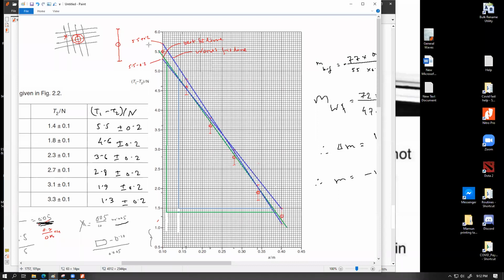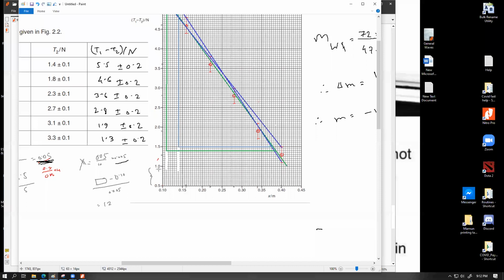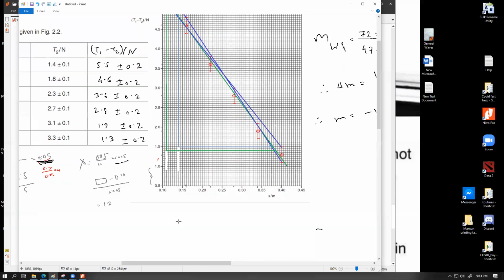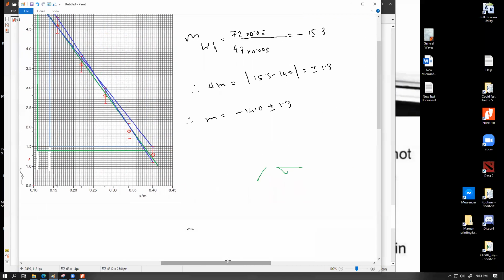You can never, unless this number is a perfect zero, you can never read off the y-axis intercept from the graph. You have to calculate them in every single case. So I'm going to try and do this over here. To calculate this is pretty simple.